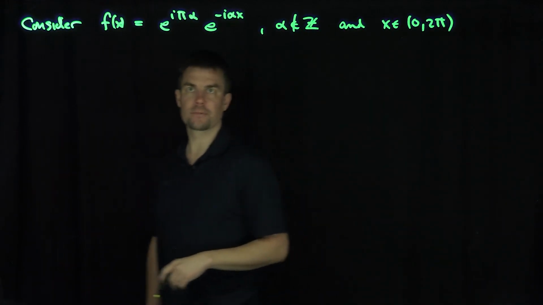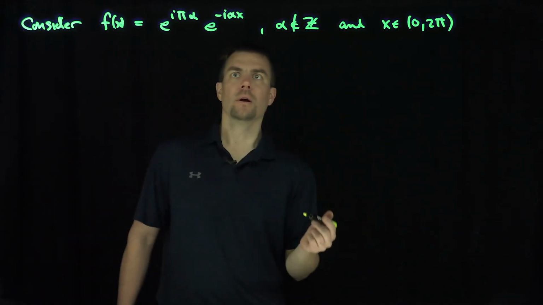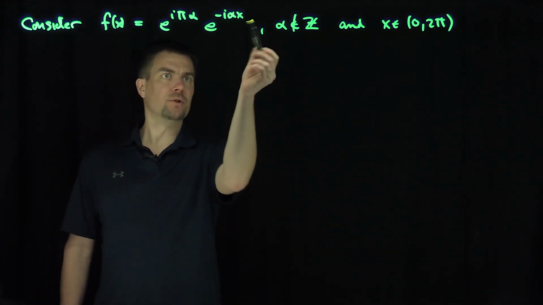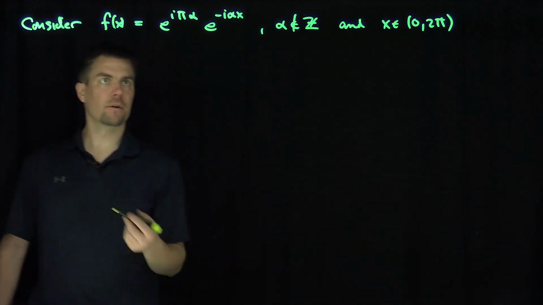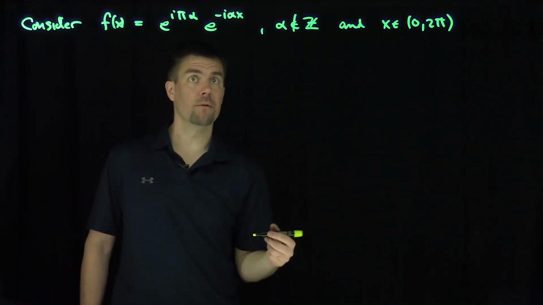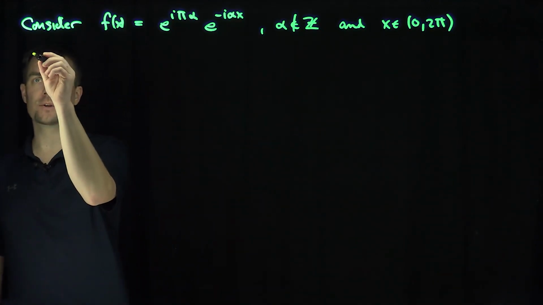Okay, so I'm looking at this periodic function over here. Of course, if I shift x by 2 pi, we know that this is going to be a periodic function, right? And so what I would like to do is find the Fourier coefficients in the Fourier series of this function. So let's find the Fourier series.